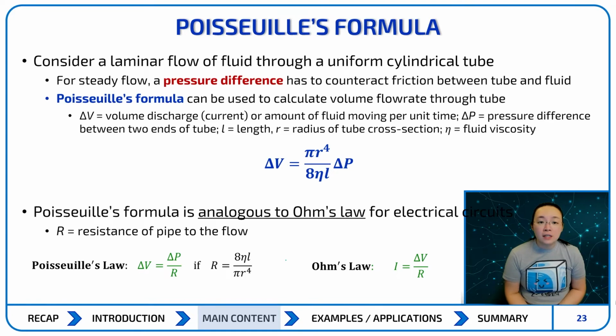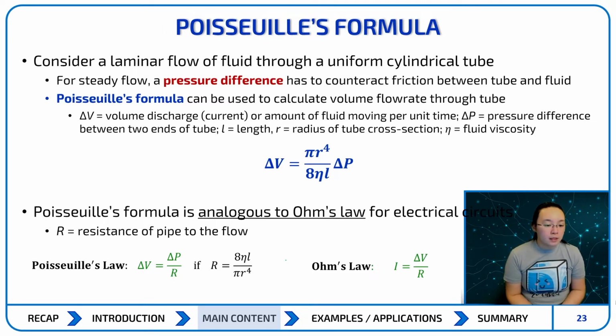We say delta V is the volume discharge, or the current, or amount of fluid moving per unit of time. We say delta P is the pressure difference between the two ends of the tube. We say L is equal to length, and R is the radius of the tube's cross-section. Then we have, of course, eta as fluid viscosity. Now, Poiseuille's formula is analogous to Ohm's law for electrical circuits. R is equal to the resistance of the pipe to the flow.